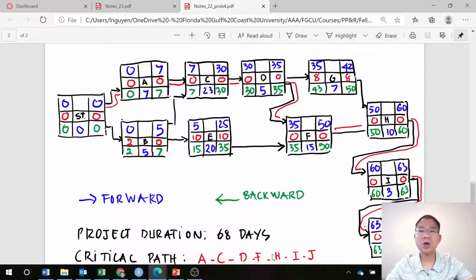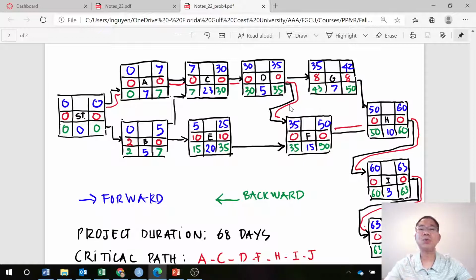But for those activities not on the critical path, like B, which has 2-day total float, E, 10-day total float, and G, 8-day total float, you can start later. Instead of starting at day 0 for B, you can start 2 days later. It still does not compromise the project's 68-day schedule. Same applies for E. You can start at day 5 or start 10 days later, day 15. Same for G, start at 35, or you can start 8 days later, day 43, without delaying the project.